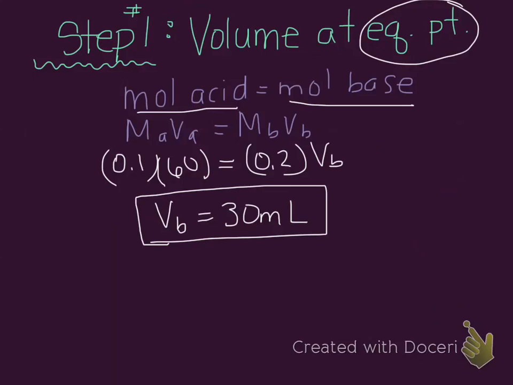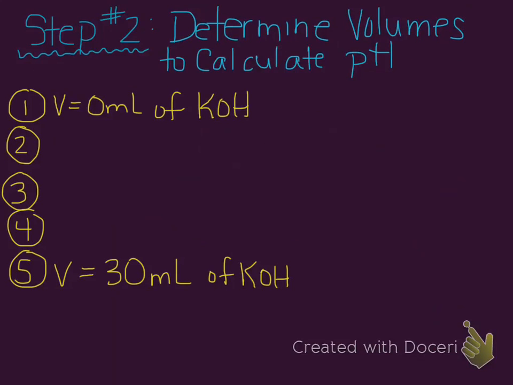All right, so it's really important to find this volume before you start to calculate a pH because this is going to determine the rest of the points that we're going to need to find. So step 2 is to determine the volumes to calculate the pH for. So you're always going to determine the pH at 0 mL of KOH. And this is where you purely have just your HA.